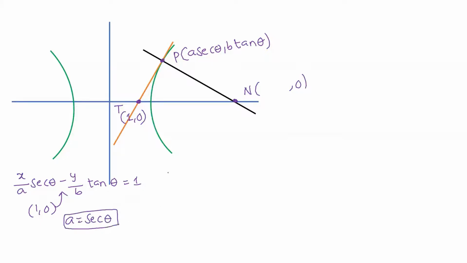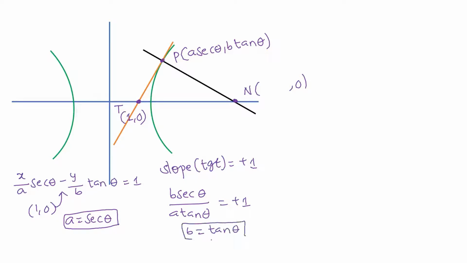Now the second one: the slope of the tangent. We have already seen that the slope of the tangent is equal to +1. So take the slope of this line, which will be equal to minus x coefficient upon y coefficient, which comes as b sec theta upon a tan theta, equal to +1. Now that we already know a equals sec theta, the sec theta and a get cancelled, and from here we get the value of b as tan theta, right? So when we got a as sec theta and b as tan theta, we can modify the point P. As we know, sec theta can be written as a and tan theta can be written as b. So we get this point as (a squared, b squared), right?